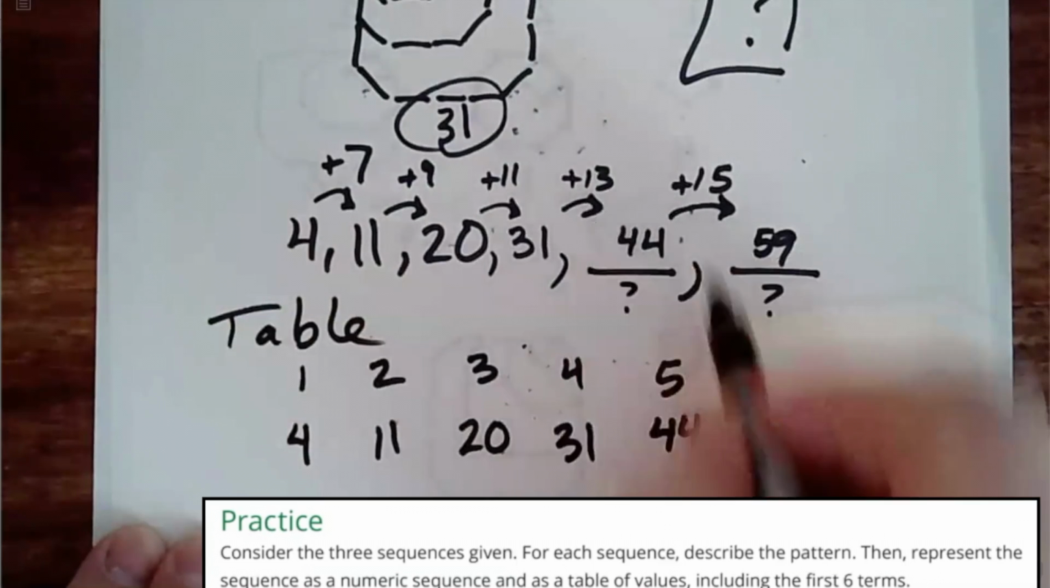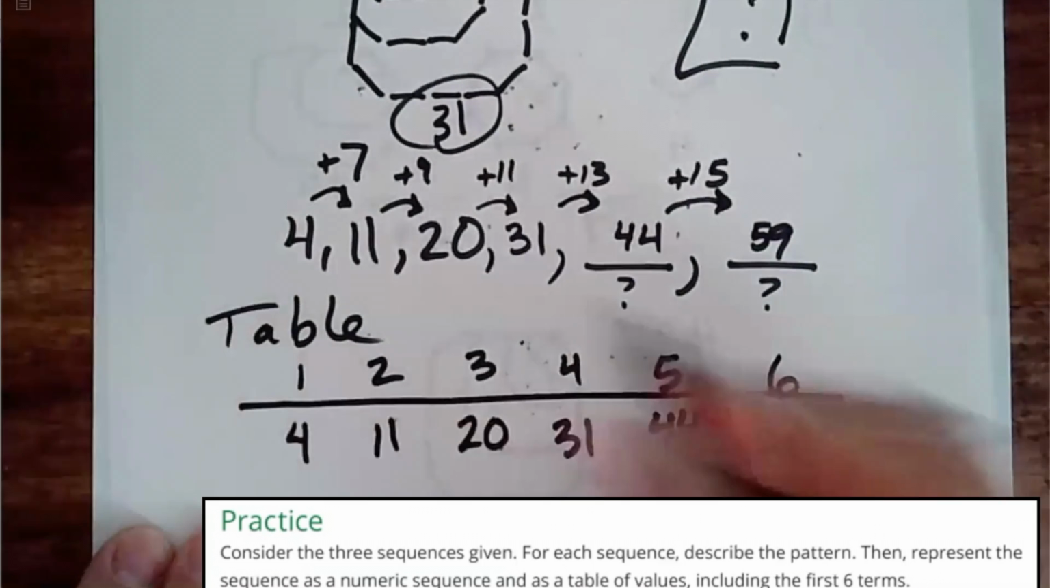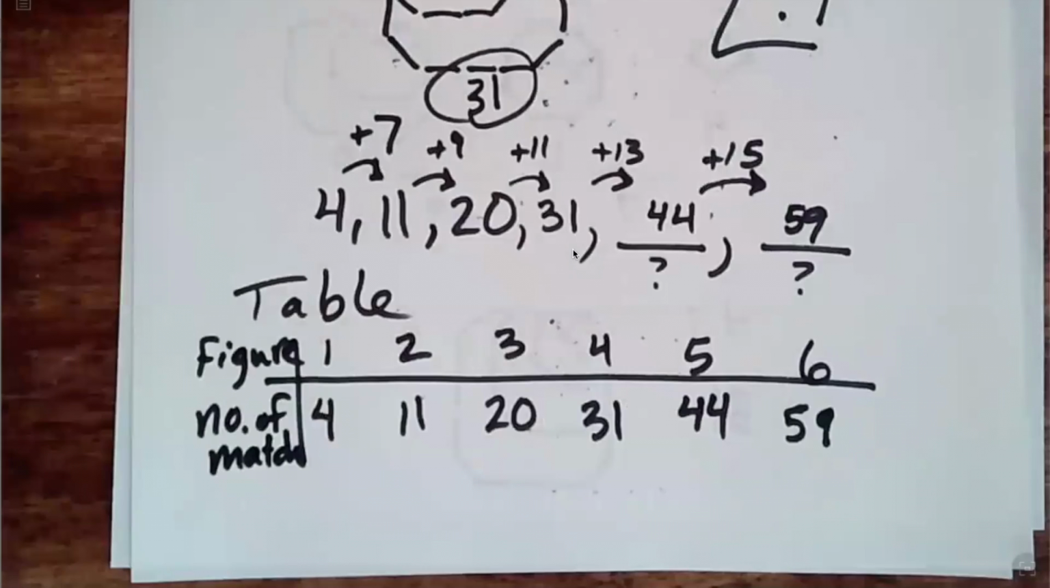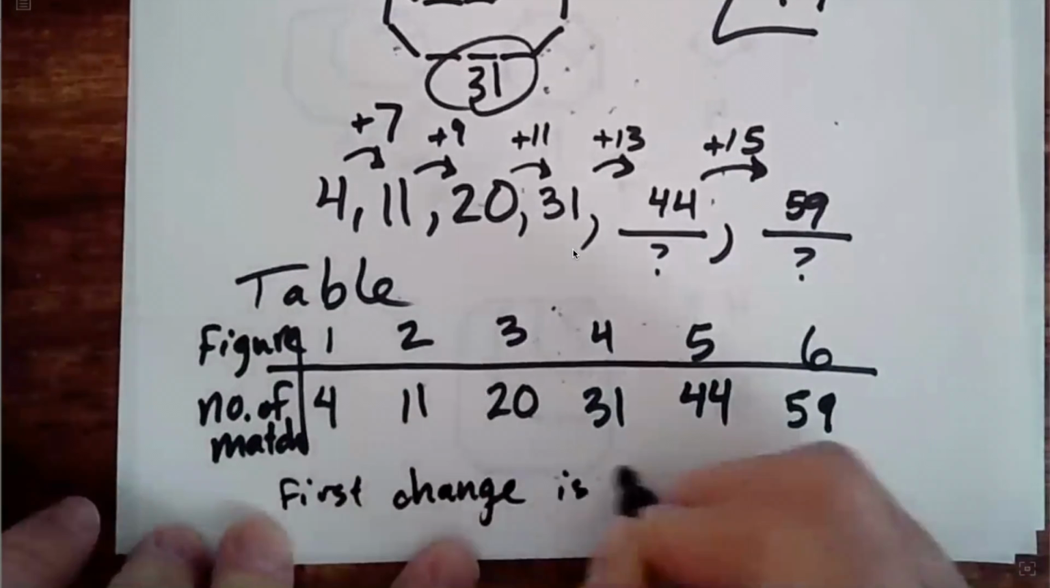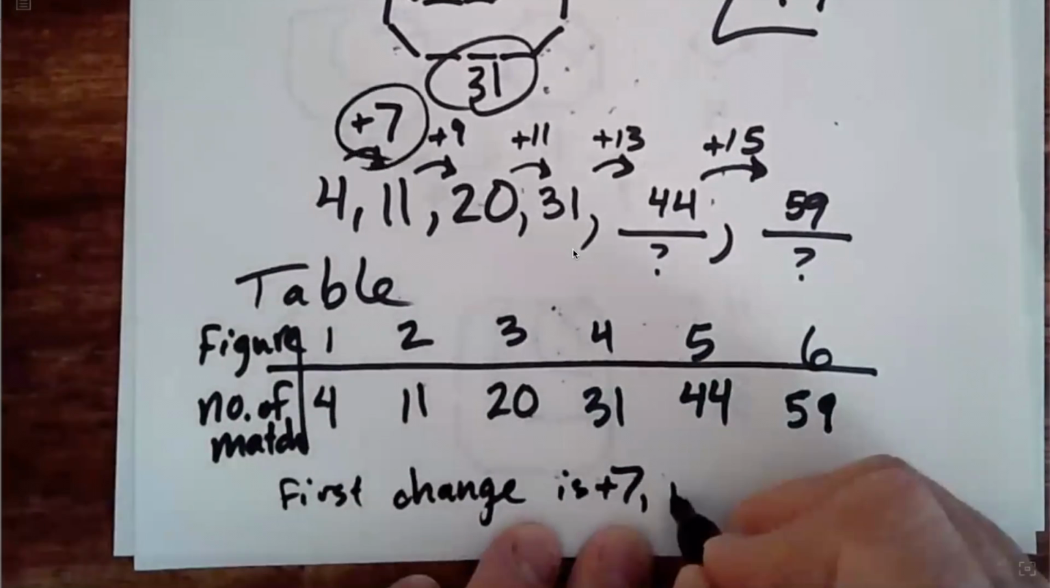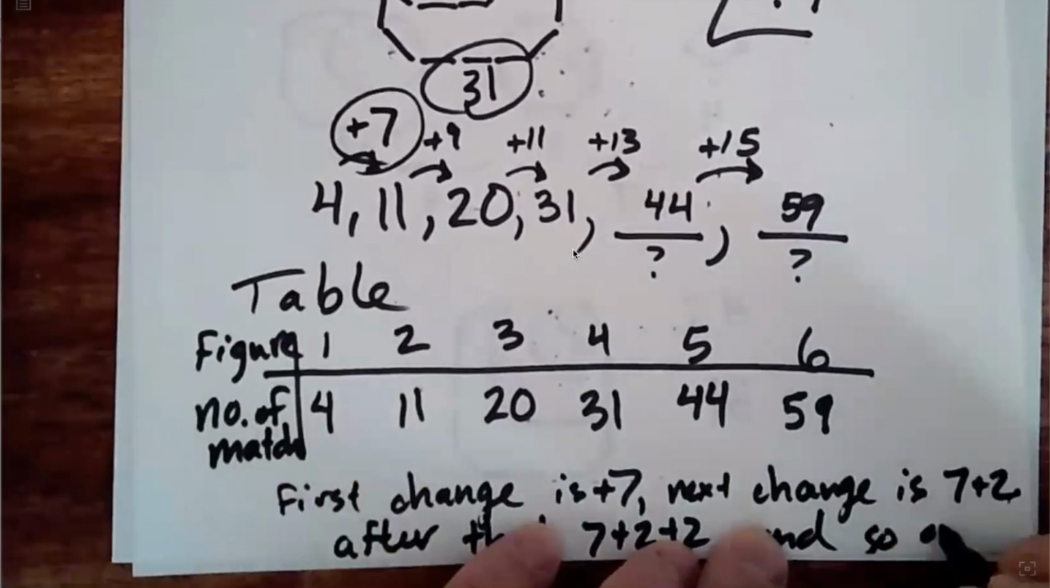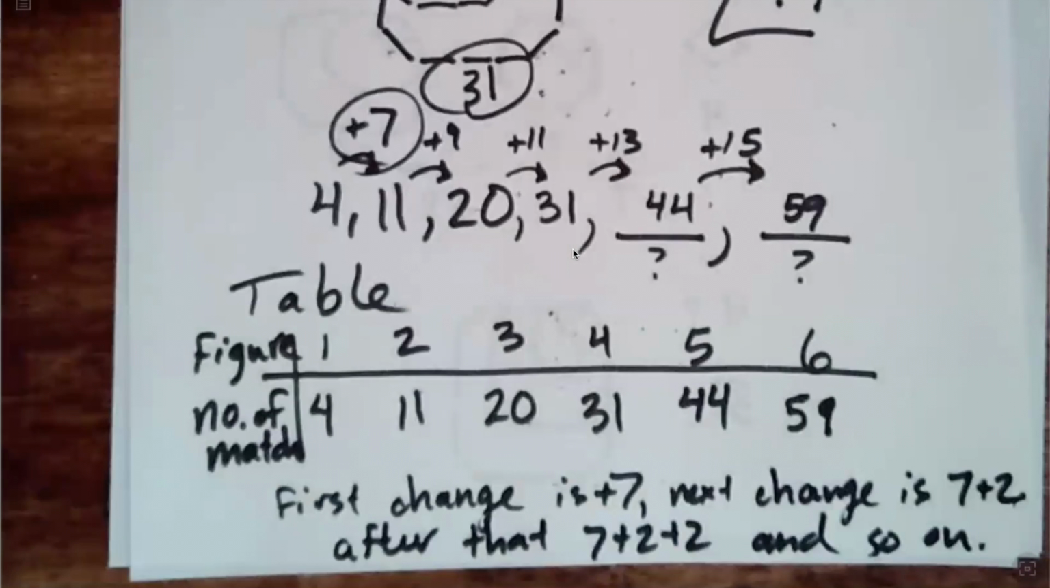It's also necessary sometimes to think about that list of numbers in a table where we put the first term, the second term, figure in this case, figure 1, figure 2, figure 3 in the top row, or the left column, I mean. And we put the number of matchsticks in the bottom. And then we just describe the change from what we see. First change is plus 7, then the next change is plus 2, and after that, it's plus 2, and so on and so on.